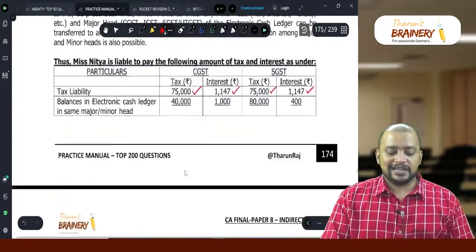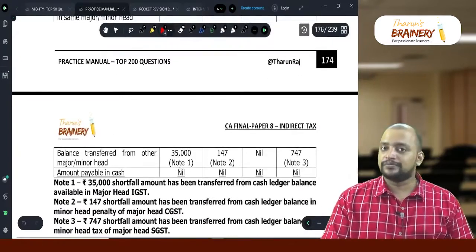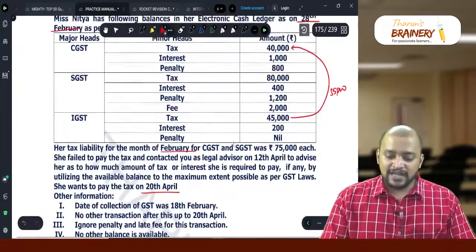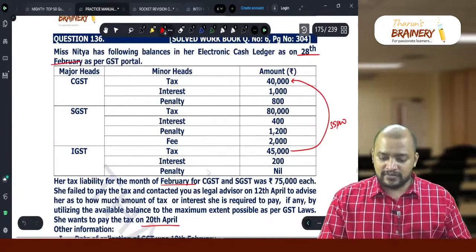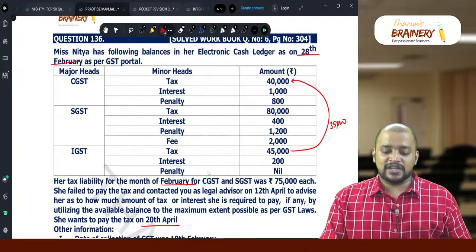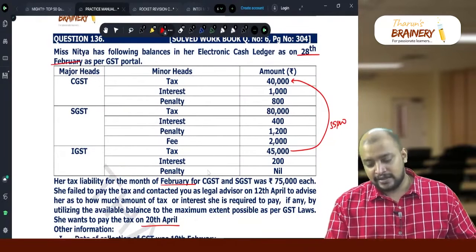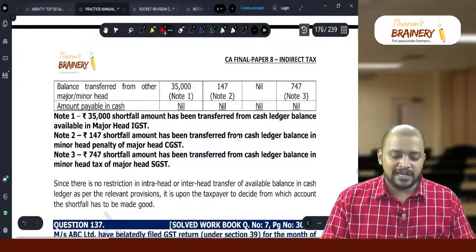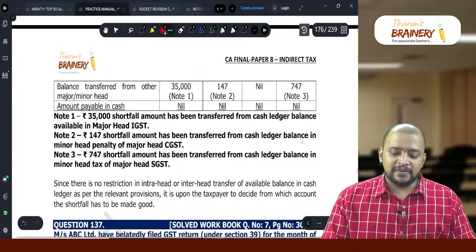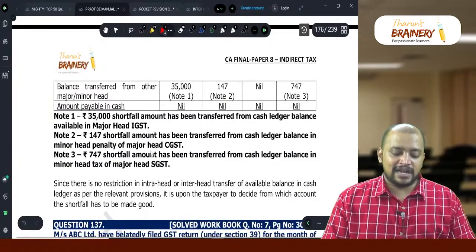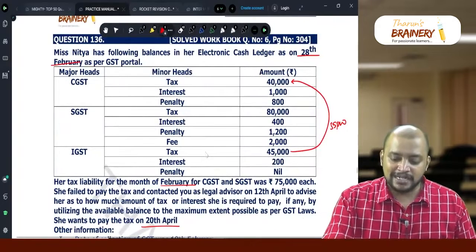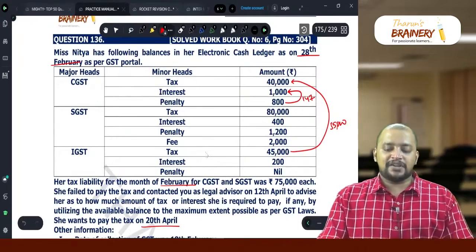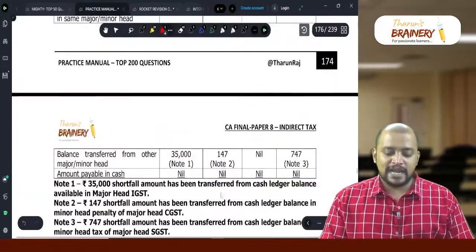If that is shifted, then the CGST tax liability will become 0. Then the interest of 1,147 we can shift from anywhere. We can even shift from the CGST penalty. Yes, we can shift from anywhere. So, I have shown the transfer from the electronic cash ledger balance in minor head penalty. From this penalty I have shifted 1,147, so therefore the interest liability became 0.